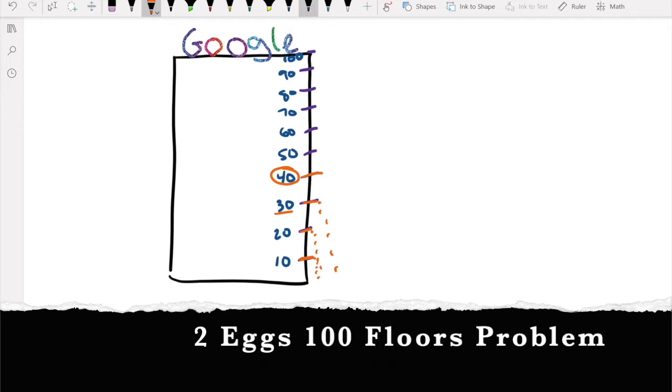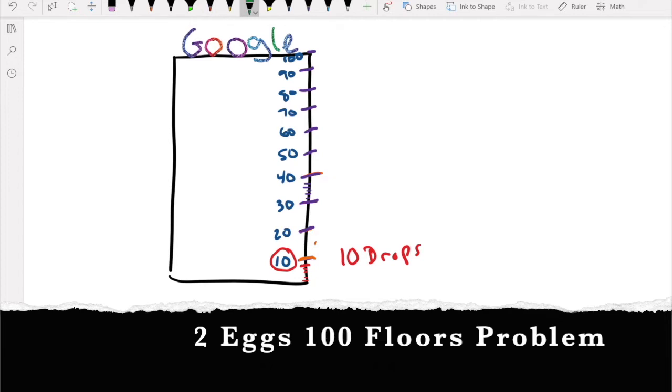Then with your second egg, you start going 31, 32, 33, 34, 35 until you find that nth floor, the first floor that it breaks. Now the best case scenario for this method is it breaks at floor 10. If it breaks at floor 10, then the worst case scenario is that floor 9 is the nth floor, and you had to check floor 1, 2, 3, 4, 5, 6, 7, 8, 9. That means a total of 10 drops.